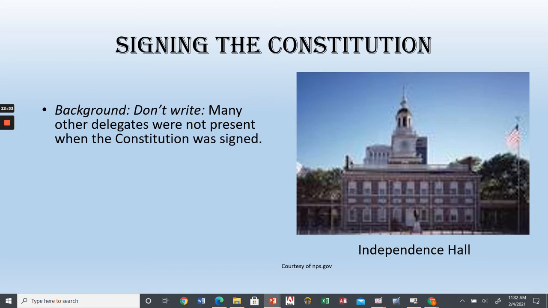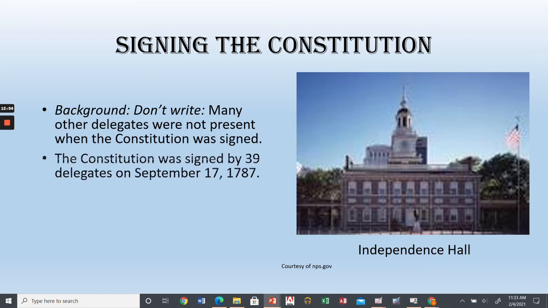They were lawyers or merchants or plantation owners or farmers. They all had obligations back home that they would often have to go back home and take care of and then come back to the convention and then leave again. So people were coming and going throughout the summer. And many delegates weren't around when it was time to sign the Constitution. It's ultimately going to be signed by 39 delegates on September 17th, 1787.